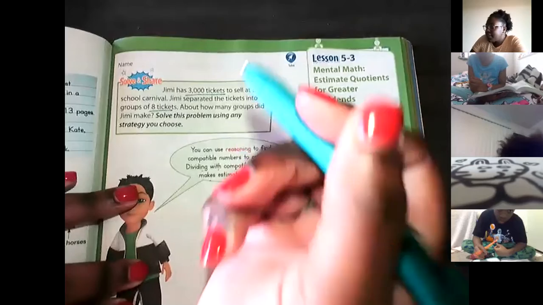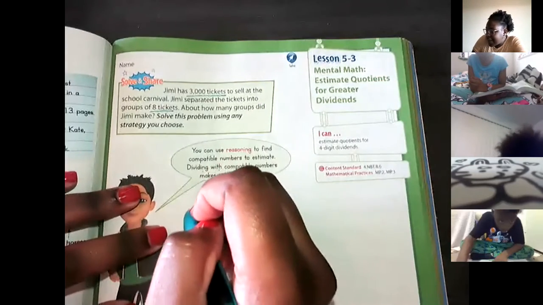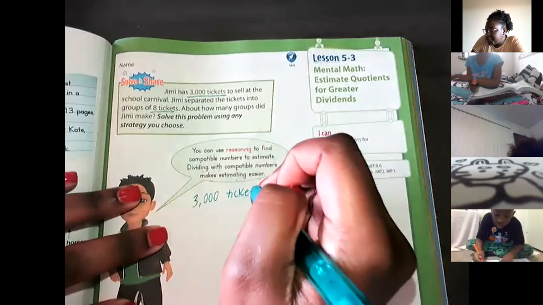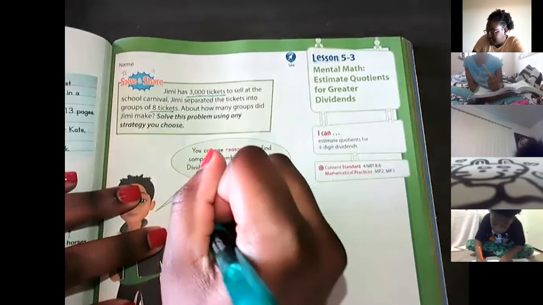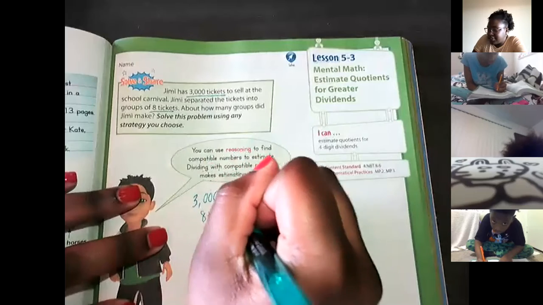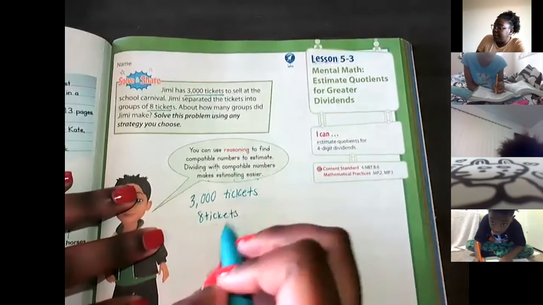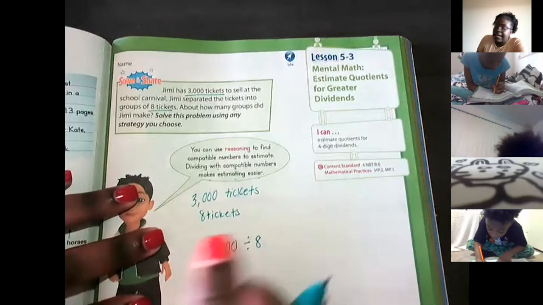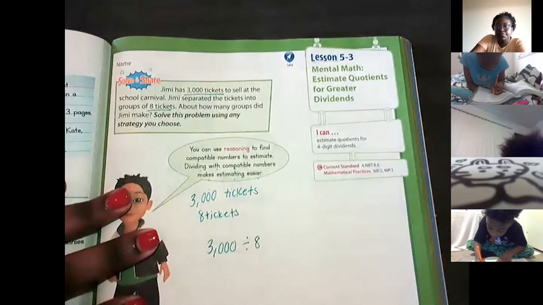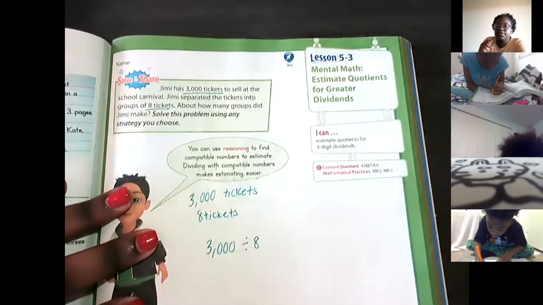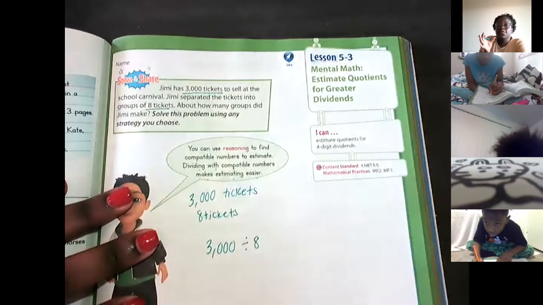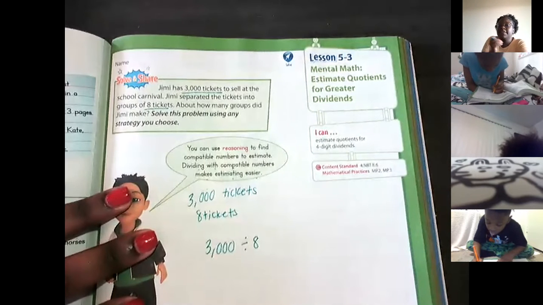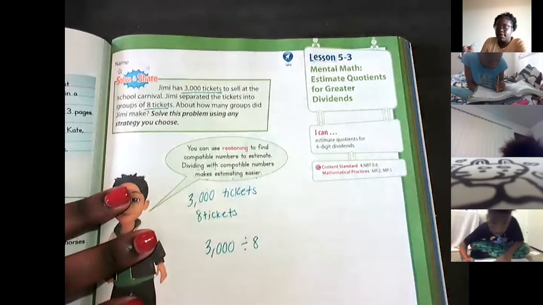Okay, so we have 3,000 tickets, and he separates them into groups of 8 tickets. So we know we're going to be doing some division here. If I'm doing 3,000 divided by 8, can I do this in my head? Can I really do this in my head? No, I cannot. But that's where compatible numbers come in, and they will help me figure out division easily so that I don't have to do all this math first.